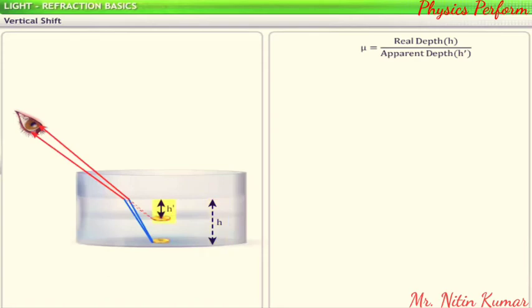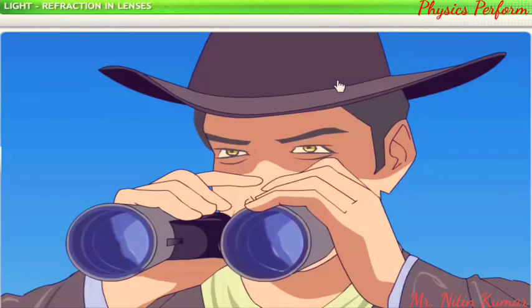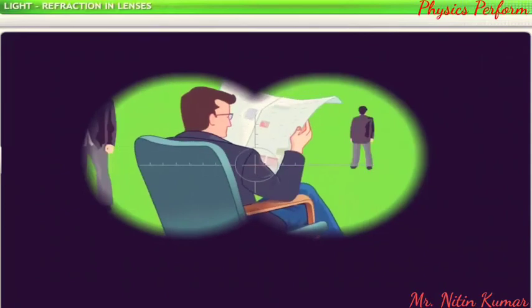Refractive index mu of a material is the ratio of real depth h to apparent depth h dash. Thus, apparent depth is the ratio of real depth to the refractive index. Vertical shift, denoted as delta H, is equal to the difference of real depth and apparent depth. By substituting the values of H and H dash, we get the expression of vertical shift as H multiplied by (1 minus 1 divided by mu).